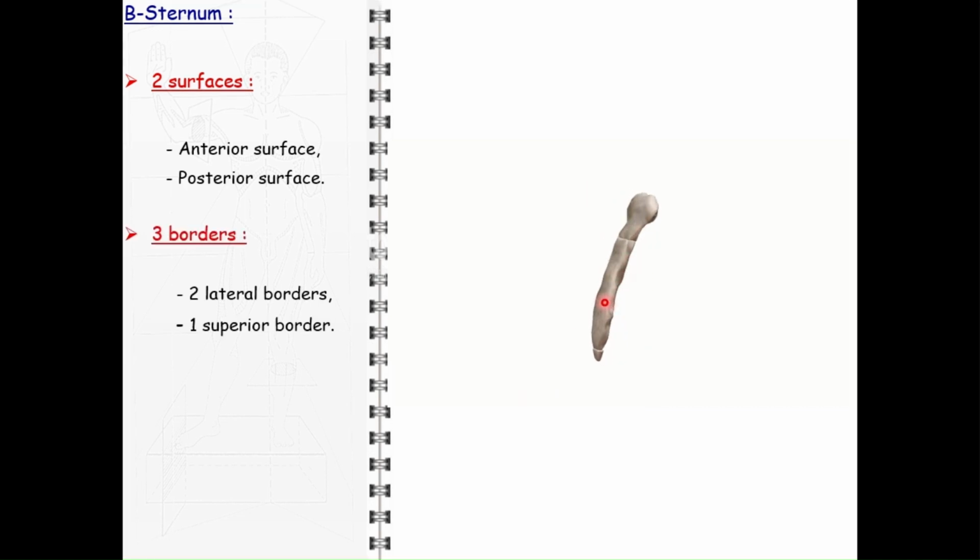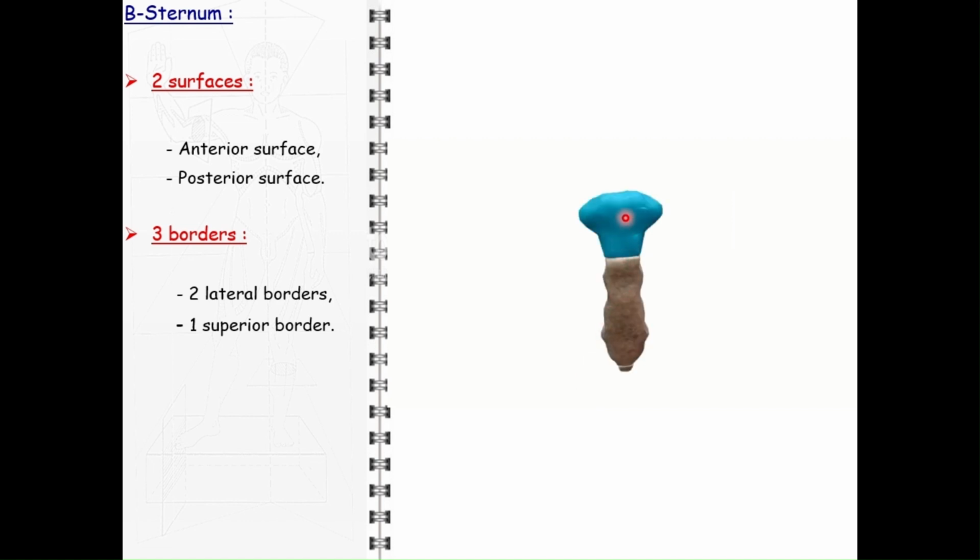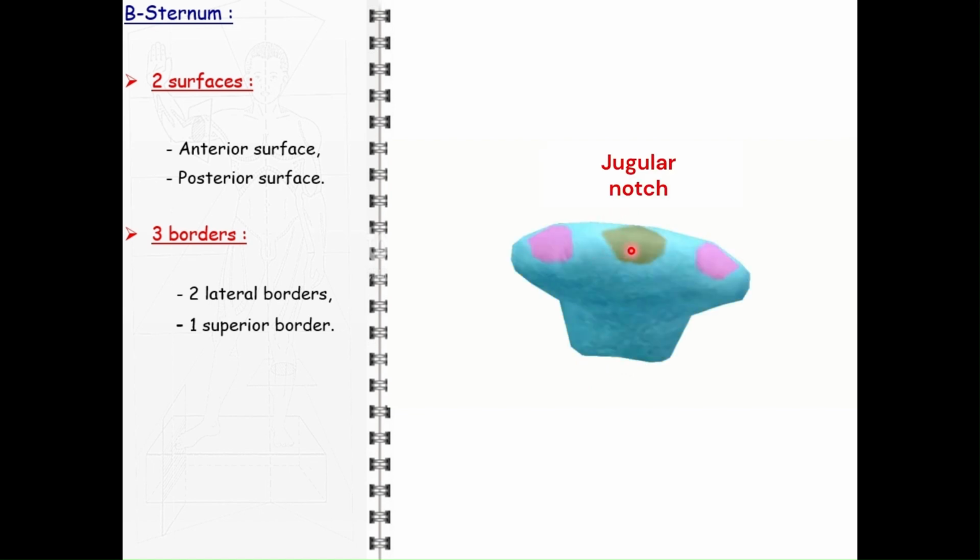The sternum also has three borders, two lateral borders and one superior. Each lateral border presents 7 costal notches that articulate with the costal cartilages. The second notch is located at the union of the manubrium and the body, and the 7th notch at the xiphosternal synchondrosis. The superior border of the sternum has 3 notches, the jugular notch in the middle, and the clavicular notches laterally that articulate with the clavicles.